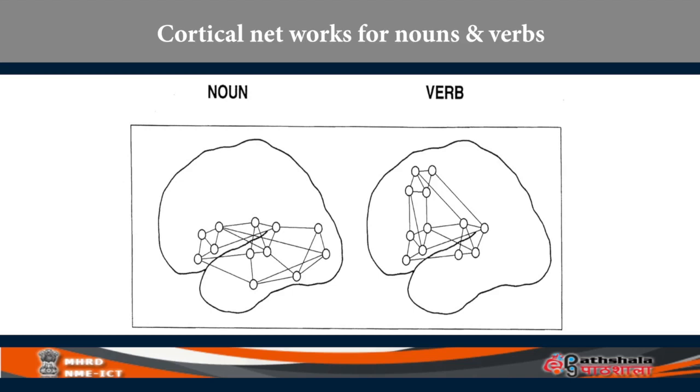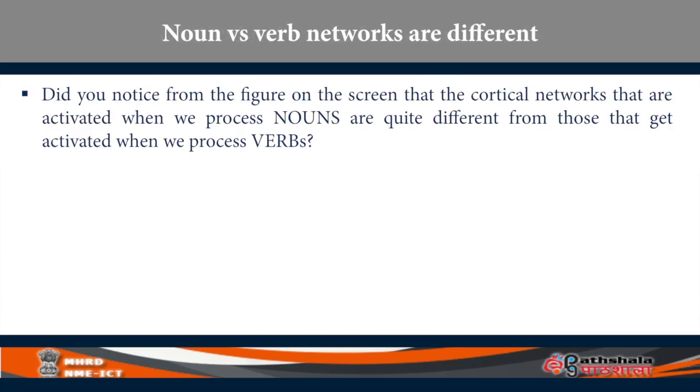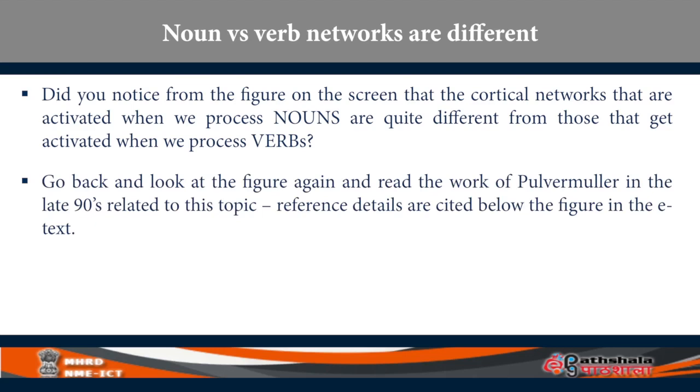So, these are the cortical networks for nouns and verbs on the screen. Study this picture carefully. Please look at the previous picture again and again. The cortical networks activated when we process nouns are very different from the cortical networks which get activated in the brain when we process verbs. Alright. There is very interesting work done by Muller in the late 1990s. The reference is cited in the e-text. Please go back and read his original article to learn more about these cortical networks which correspond to nouns versus verbs.